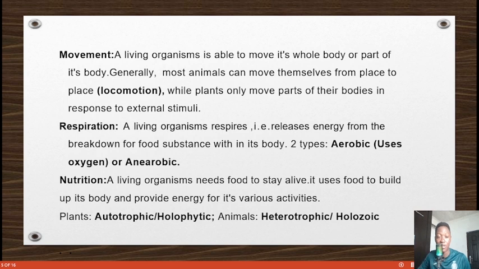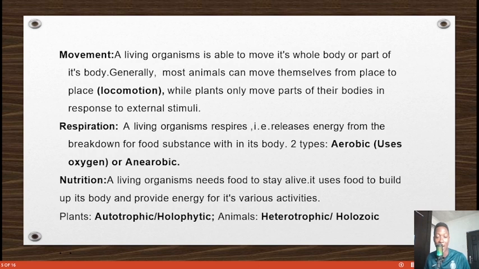The next thing we're discussing is nutrition. All living organisms need food to survive, need food to stay alive, because, as we mentioned in the last part, you need food so that you can get energy from it. So just like you need respiration to break down the food, you also need the food to provide energy for you. So there are two types of nutrition.